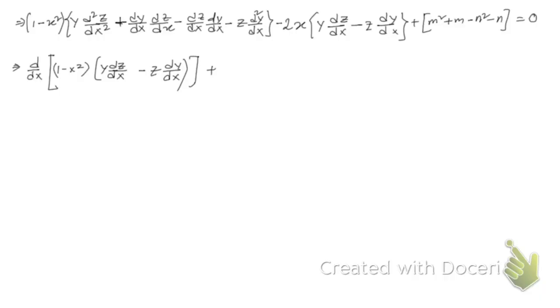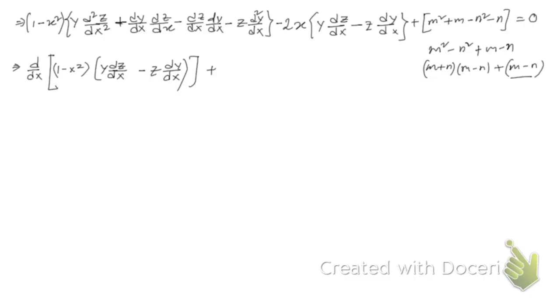Before I explain this, let me simplify this one as well. From here, we're going to have m square minus n square, and m square minus n square plus m minus n, right? So here we can write m plus n into m minus n.